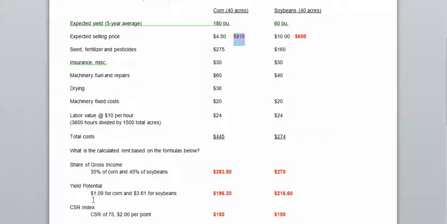For yield potential, this is an arbitrary number, but this would be negotiated with your individual landlord. But in this particular case, we just use a yield potential average of $1.09 for corn and $3.61 for soybeans. That could be an average like for various other farms that you rent. You could just simply take the cash rent that you're paying and divide that by your average yield, and that would give you your cost per bushel of corn or soybeans.